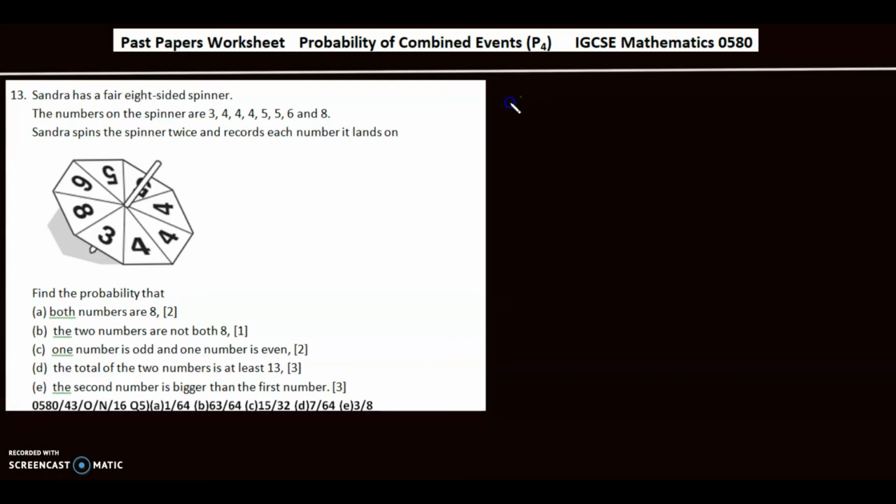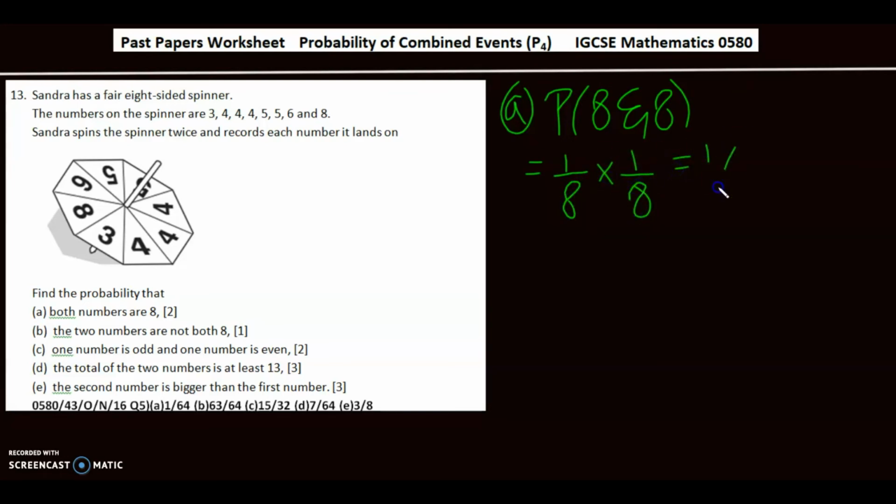So for part A, we're finding the probability of getting 8 and then again 8. Since it's a fair spinner, the probability of getting an 8 would be, how many do we have? 1, 2, 3, 4, 5, 6, 7, 8. 8 sectors, so the probability of getting an 8 would be 1 upon 8. And in the other spin, the probability of again getting an 8 would be 1 upon 8. So the answer is 1 upon 64 for part A.